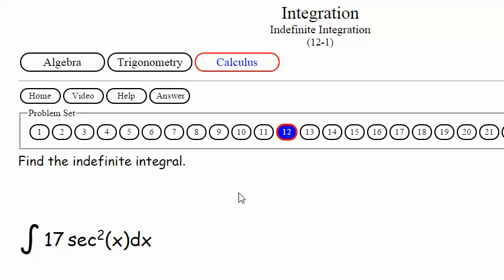Let's do that. We've got the integral of 17 secant squared x dx. Alright, one of those ones you're just going to have to, I hate to say the word, but you're going to have to remember it. Memorize it, remember it, however you want to say that.